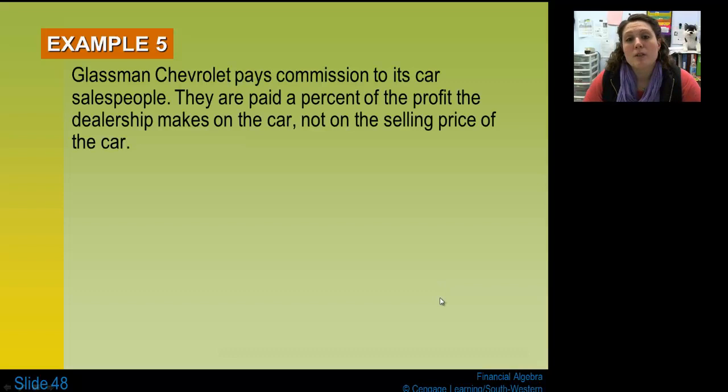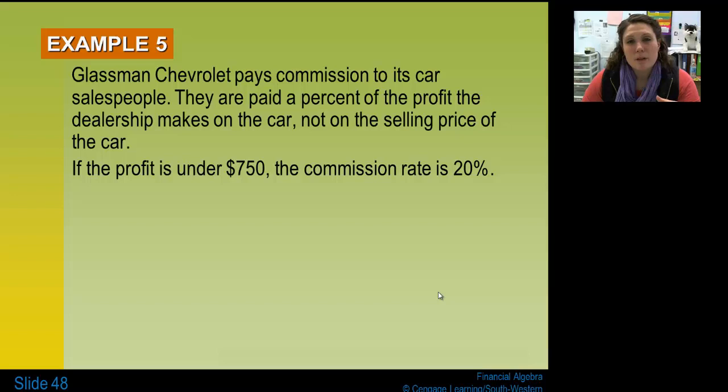Example 5. Glassman Chevrolet pays commission to its car salespeople. They are paid a percent of the profit the dealership makes on the car, not on the selling price of the car. So there's a big difference between the selling price and what the dealer actually makes. The dealer is selling it for a certain price, which is usually higher than what the dealer purchased it from the manufacturer for, because they're in the business of making money. So the price that you see on the car and what they actually sell it to you for is usually higher than what the dealer paid for it.